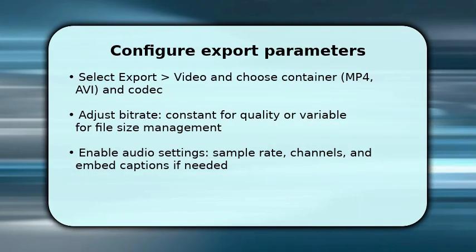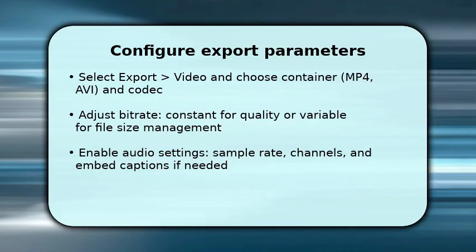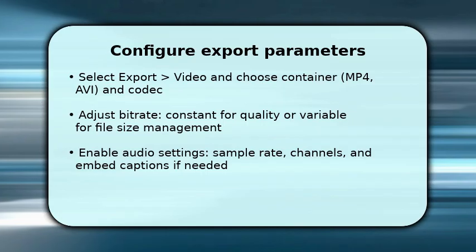Now you configure the export dialog. Pick MP4 with H.264 for broad compatibility, or AVI with a lossless codec if you need editing later. Once selected, specify bitrate mode. Constant bitrate gives predictable quality, while variable bitrate reduces file size with peaks preserved.